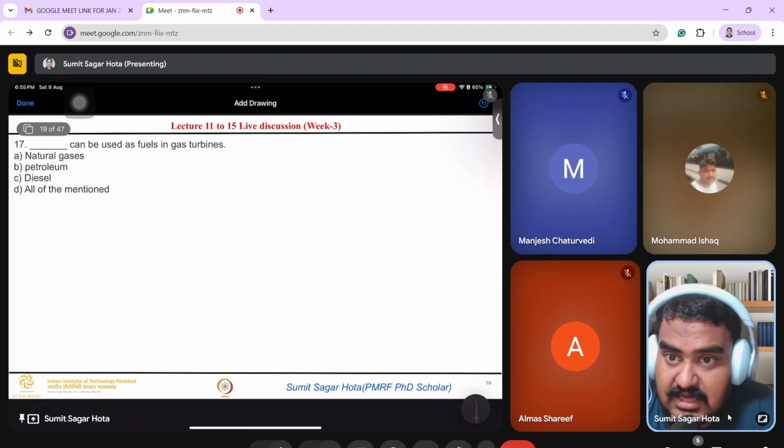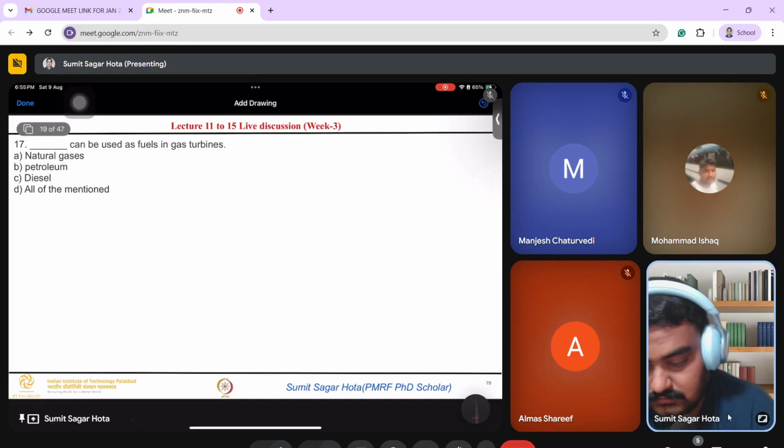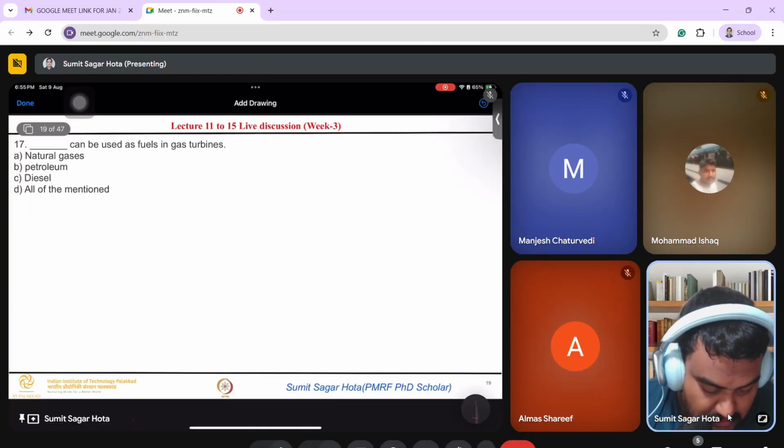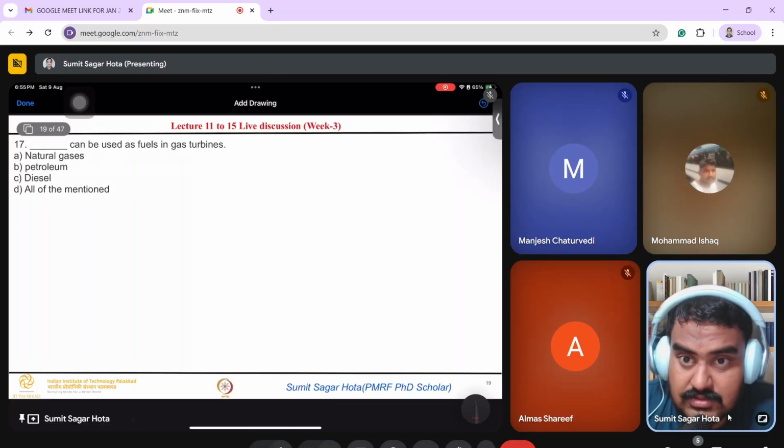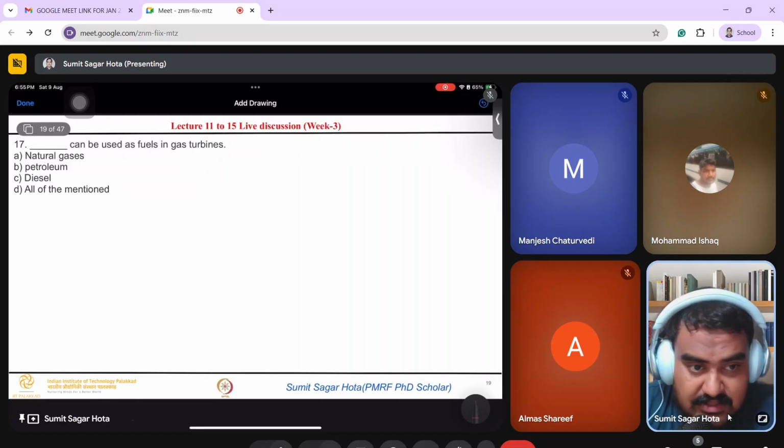Dash can be used as fuels in gas turbines. So all kinds of diesel fuel and petroleum fuel can be used in gas turbines, which we already know. But there is also one more thing, the natural gases nowadays. Actually, liquid fuels are there. We are actually using some kerosene based fuels, especially a kind of mixture of all these petroleum and diesel products. Especially a kerosene based fuel system.